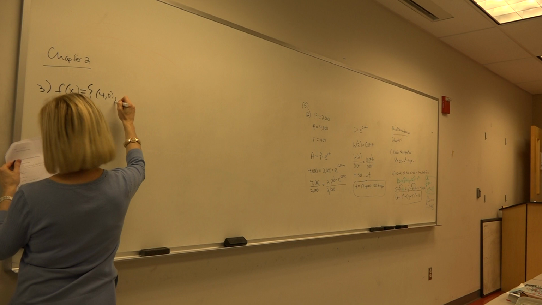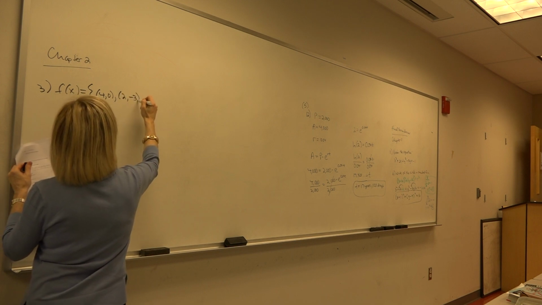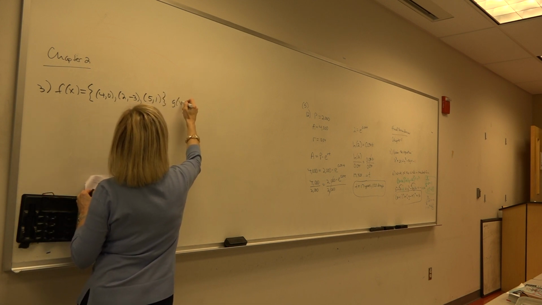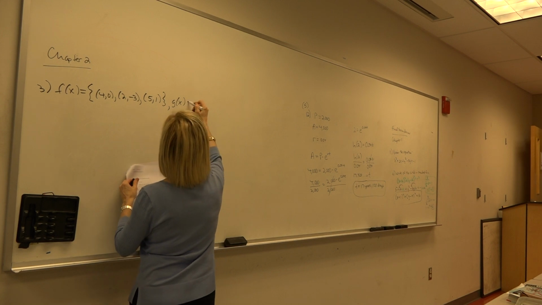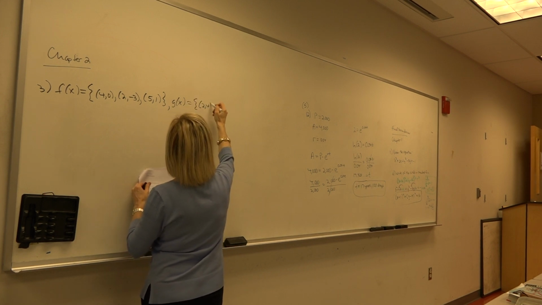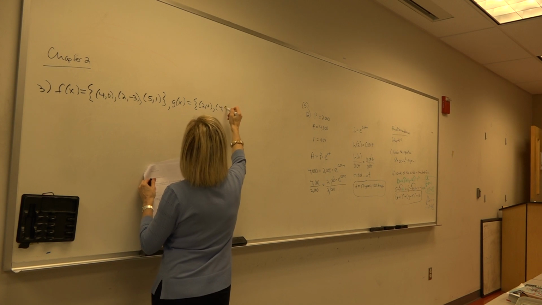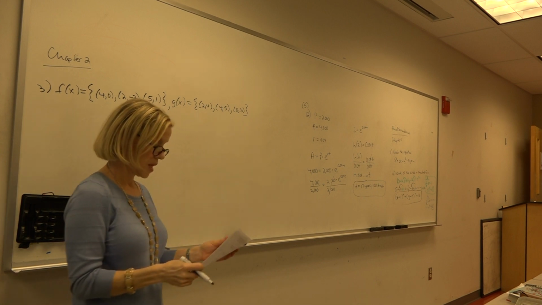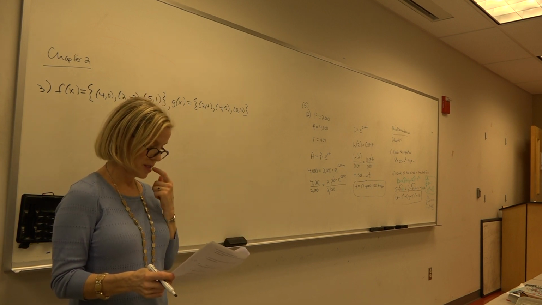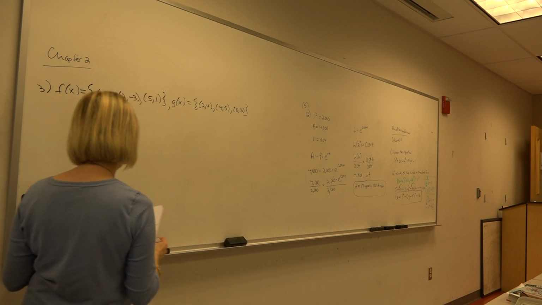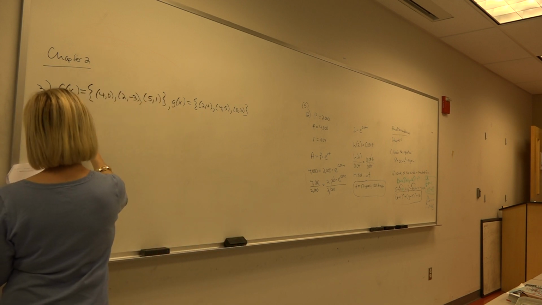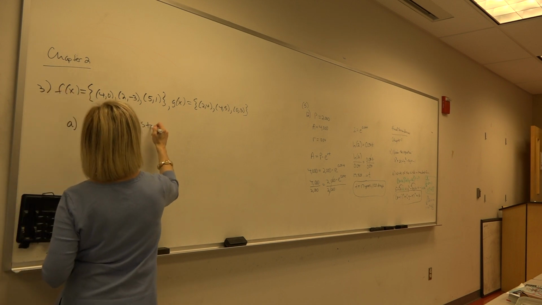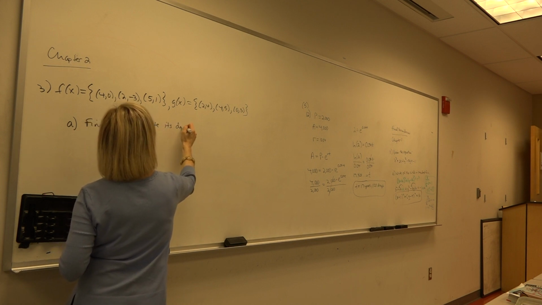Suppose we have f of x equals the following points: (4, 0), (2, -3), and (5, 1). g of x equals the points (2, 4), (4, 5), and (0, 3). So we're going to do some function operations. A, find g divided by f, state its domain.